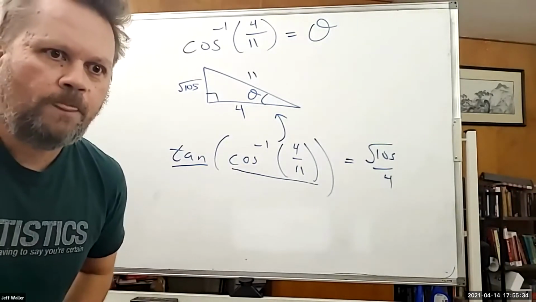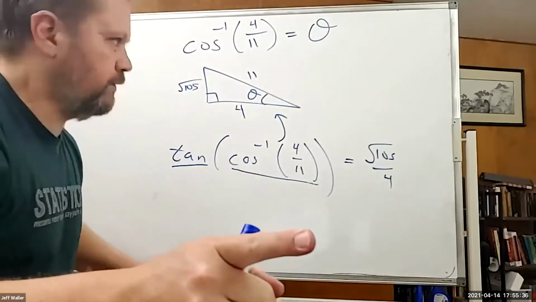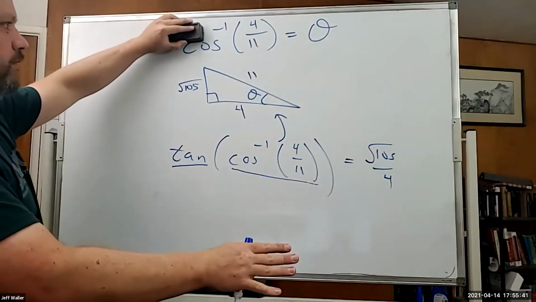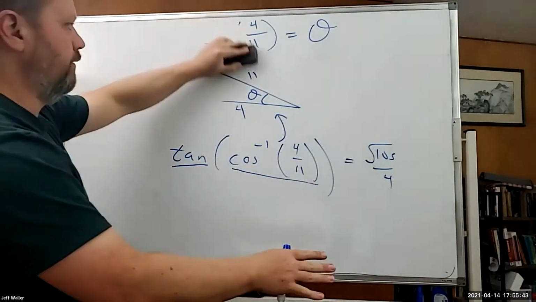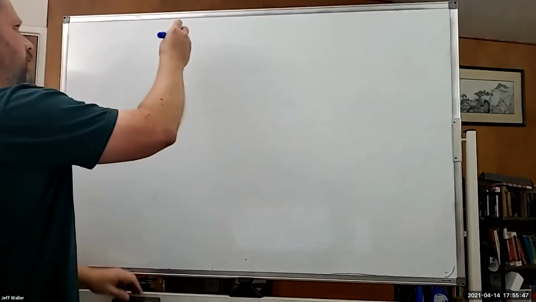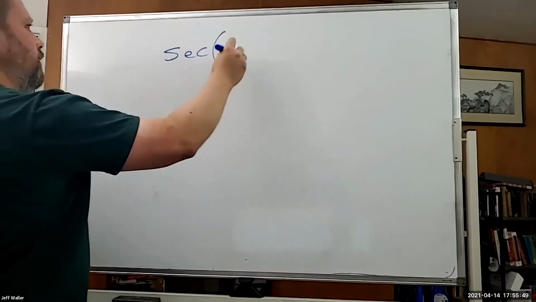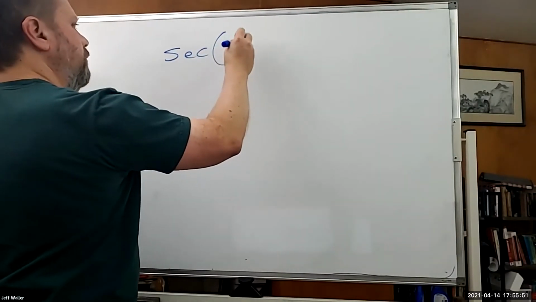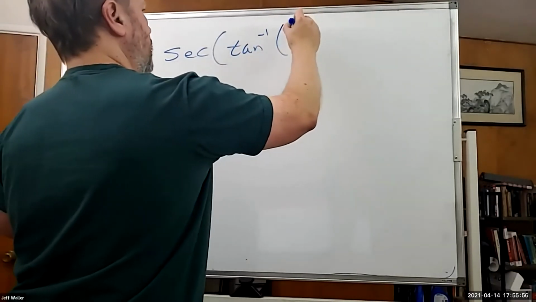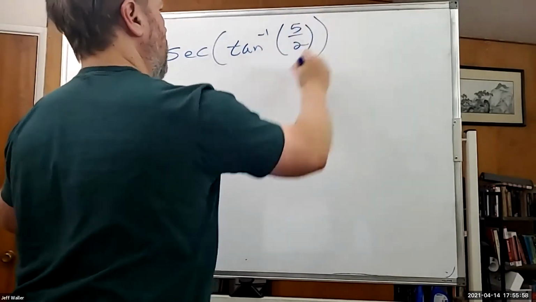All right. So you do this problem. I'm going to erase this whole problem. Here we go. All right, it's gone. All right, you guys take a minute and do this problem. I want the secant of the inverse. What do you got, Jeff? Inverse tangent of 5/2. Yeah.